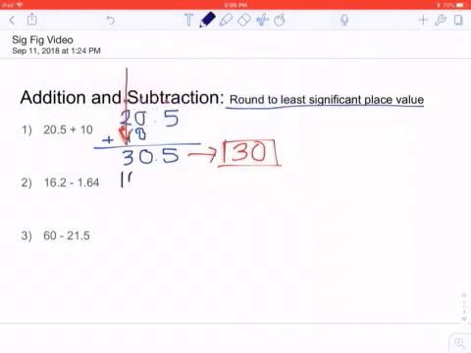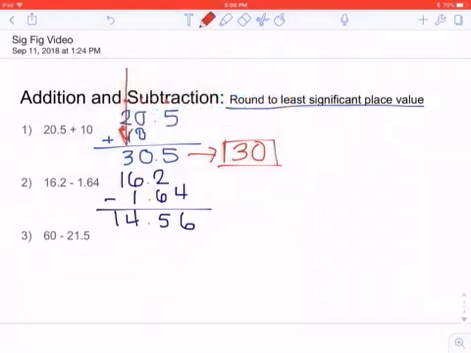Number 2, I have 16.2 minus 1.64. Notice how I'm lining up my decimal places. So if I subtract those two numbers, I'm going to get 14.56.